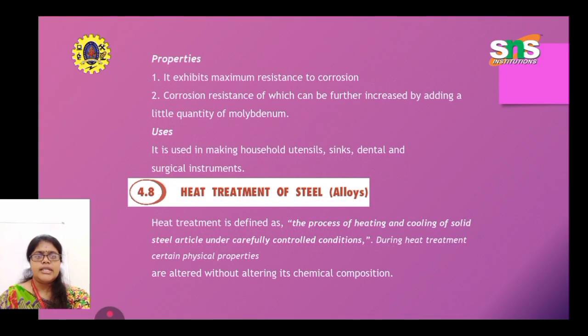Properties: it exhibits maximum resistance to corrosion, which can be further increased by adding a little quantity of molybdenum. Uses: it is used in making household utensils, sinks, dental and surgical instruments.